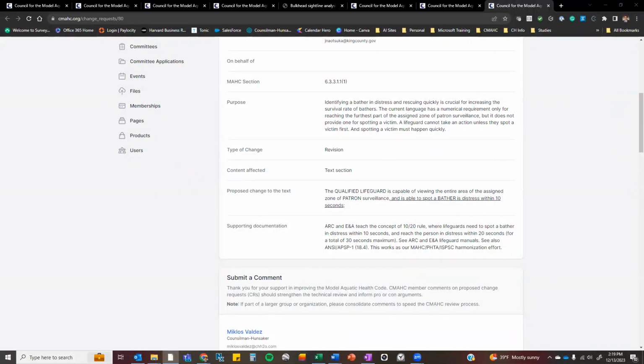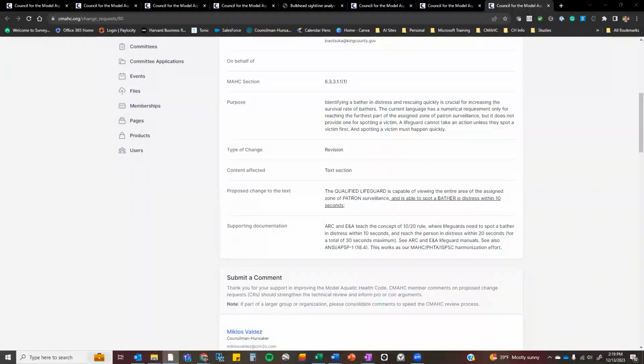When we get to their internal discussions, they felt that the CR was overly prescriptive. The prevailing standard in the industry has been to recognize and respond within 30 seconds. This is what is supported in the American Red Cross course, not the 10-20 as stated in the CR.